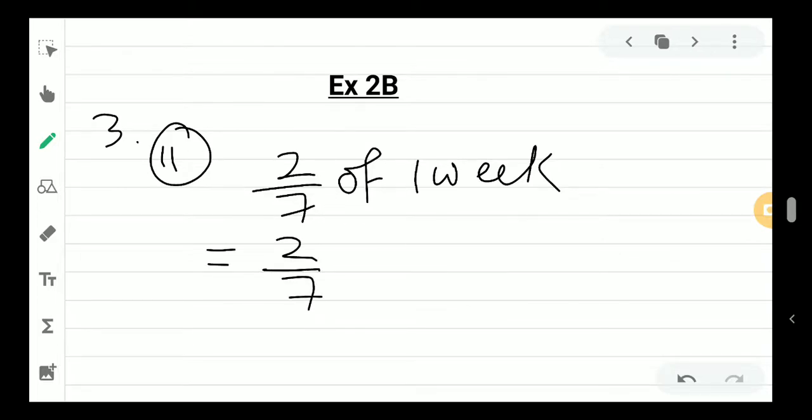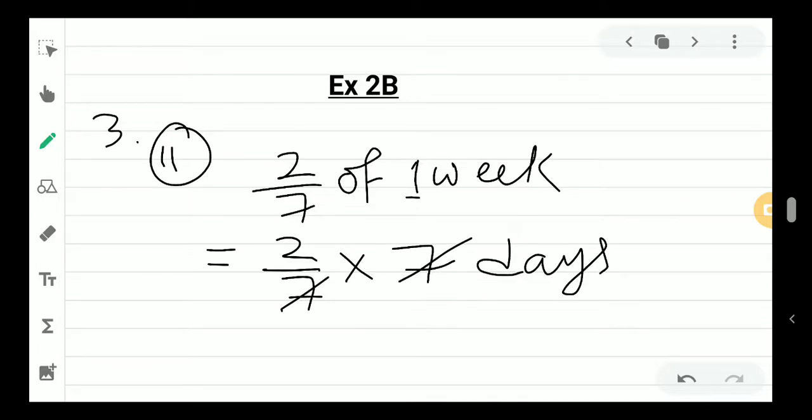So can we say that "of" means multiplication, right? In 1 week, what does this 1 week mean? 7 days, yes or no? Now we can cancel this 7 and 7. So what remains? Only 2 days remains. So our answer is 2 days, right?